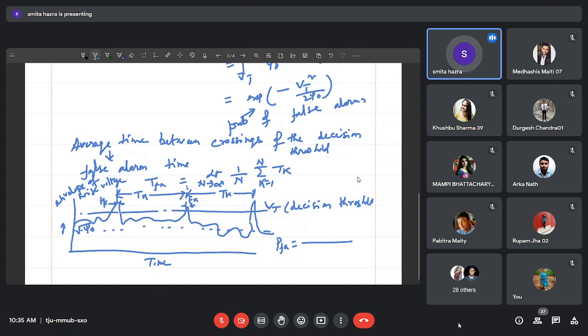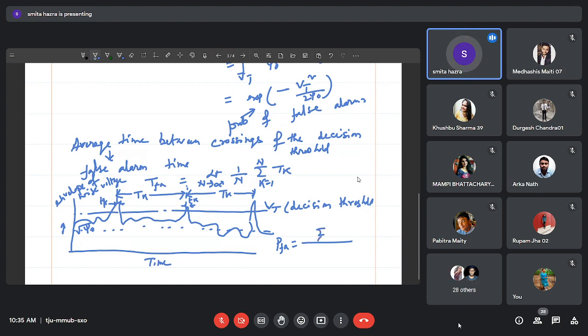What is that? It is the ratio of the envelope when it is actually above this threshold to the total time available to us. Isn't it? So actually for a small tk duration, it is above the threshold. So what is the probability of this thing? We can write the probability in this way.